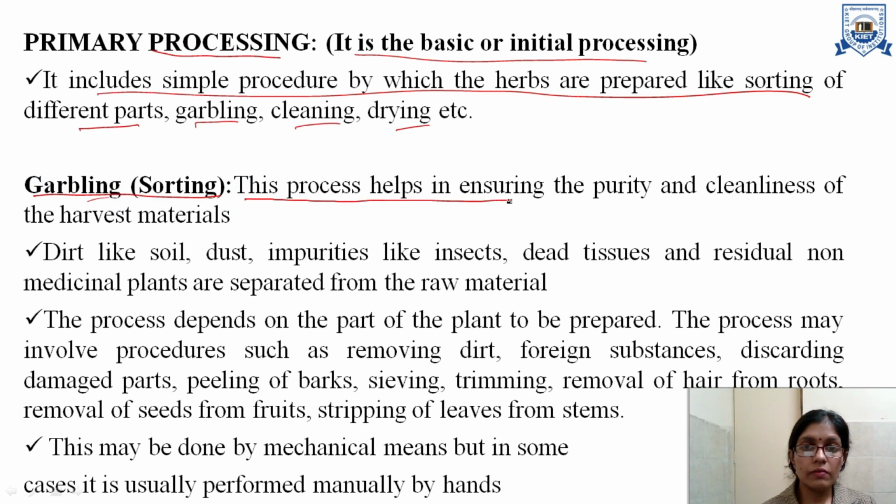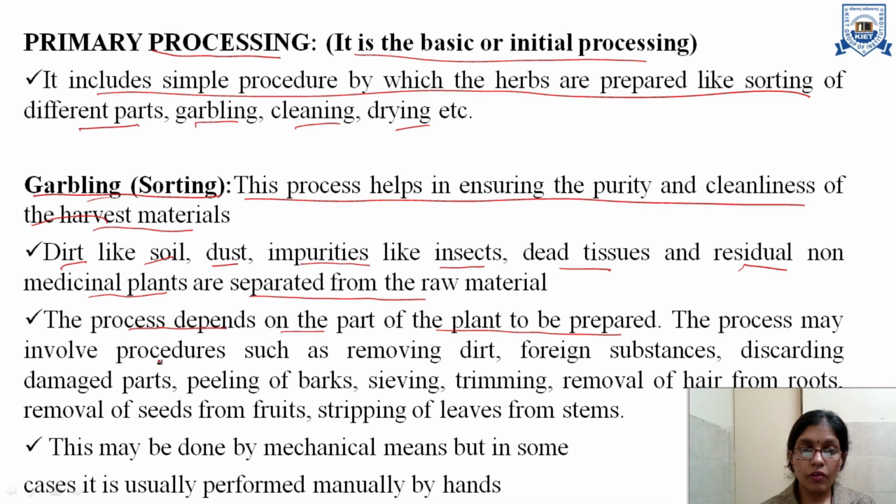So first of all, let us see what is garbling or sorting. This process helps in ensuring the purity and cleanliness of the harvested materials. Dirt like soil, dust, impurities like insects, dead tissues, and the residual non-medicinal plants are separated from the raw material. The process depends on the part of the plant to be prepared.